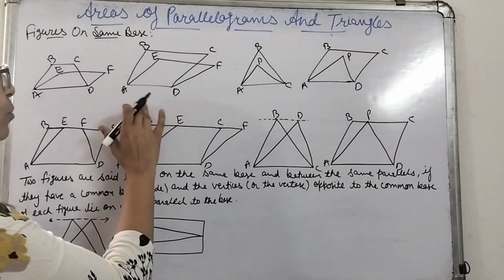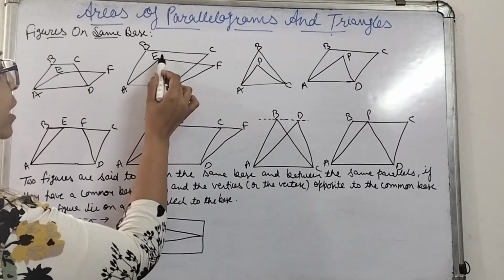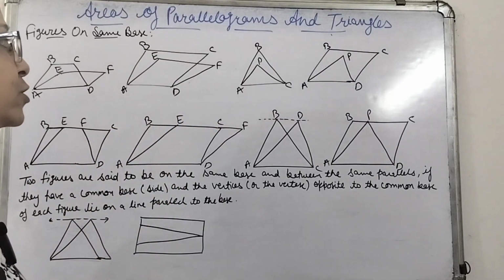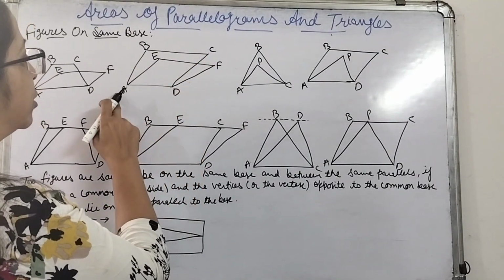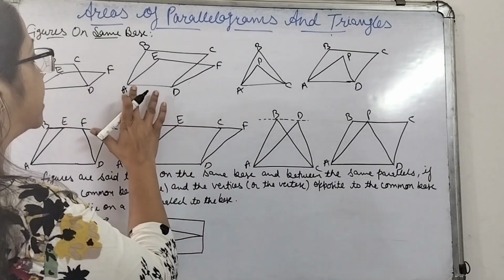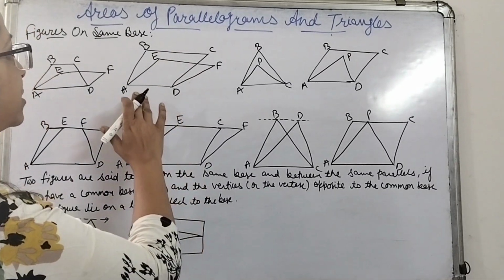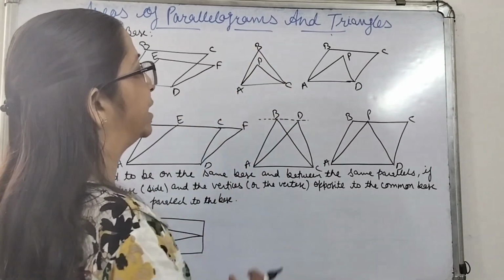Similarly, we will take two parallelograms. One is ABCD, another is AEFD. They both have a common side, that is AD. For the parallelogram ABCD, AD is there, and for the parallelogram AEFD also AD is there. So if a side is common to both figures, we say that the figures are on the same base. Similarly, we will take two triangles.